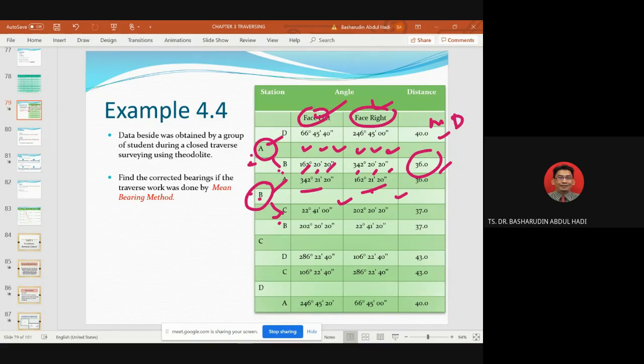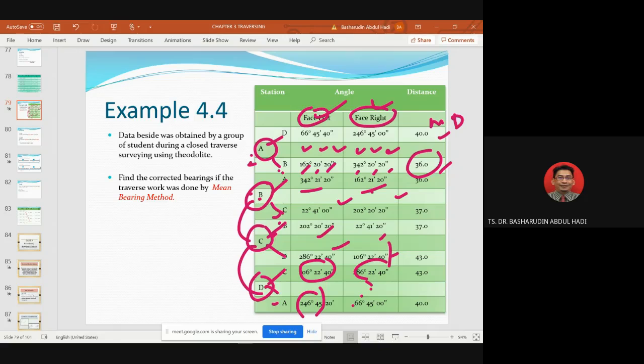Again, we move our equipment to C. We do the observation from C to B, C to D, and we have face right and then we have face left. Okay, we move the equipment to point D, and we observe point C and point D. This is the reading for left, this is the reading for right.